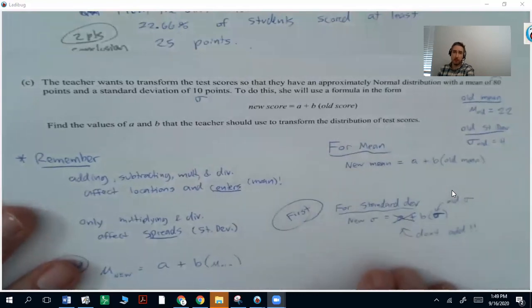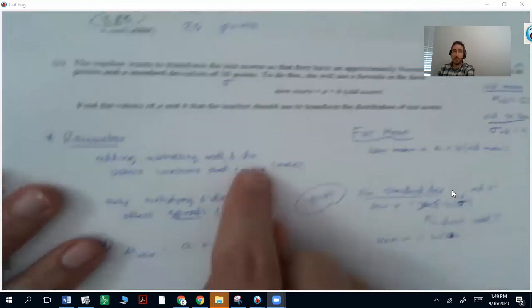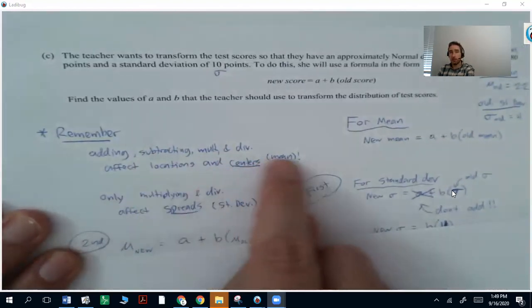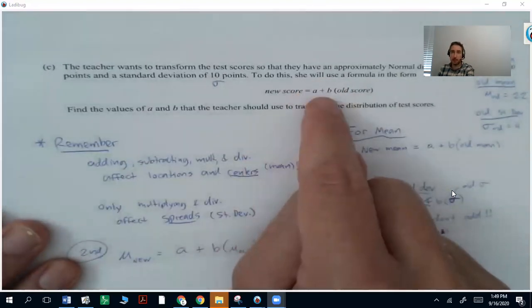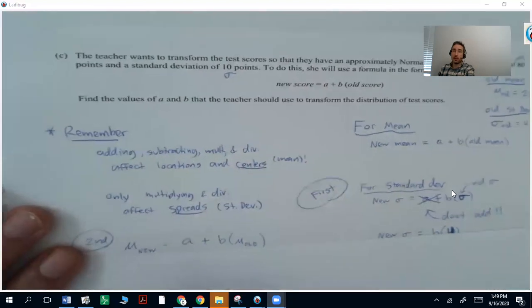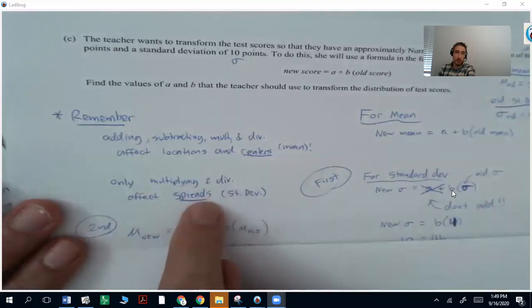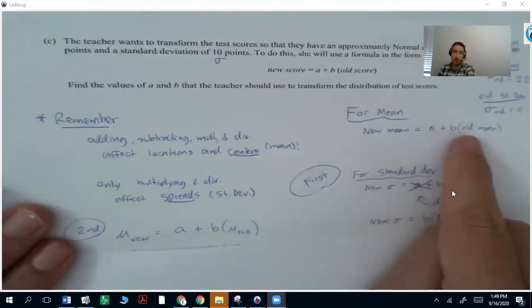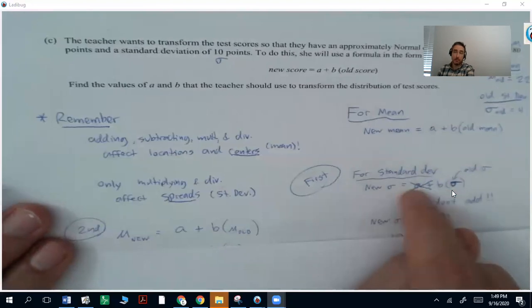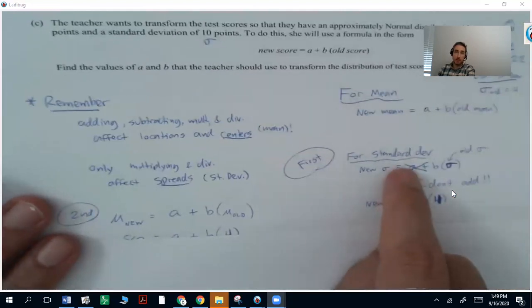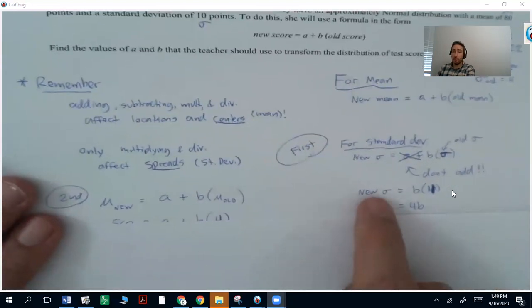Remember that adding, subtracting, multiplying, and dividing can change locations and centers. So the mean would be changed by doing both adding and multiplying. With the standard deviation, the only thing that affects spread is multiplying and dividing. So this B times the old standard deviation would work, but not the A. That's the only reason we can actually solve this, because we don't need to know what A is for this one. That means my new standard deviation should be B times the old.